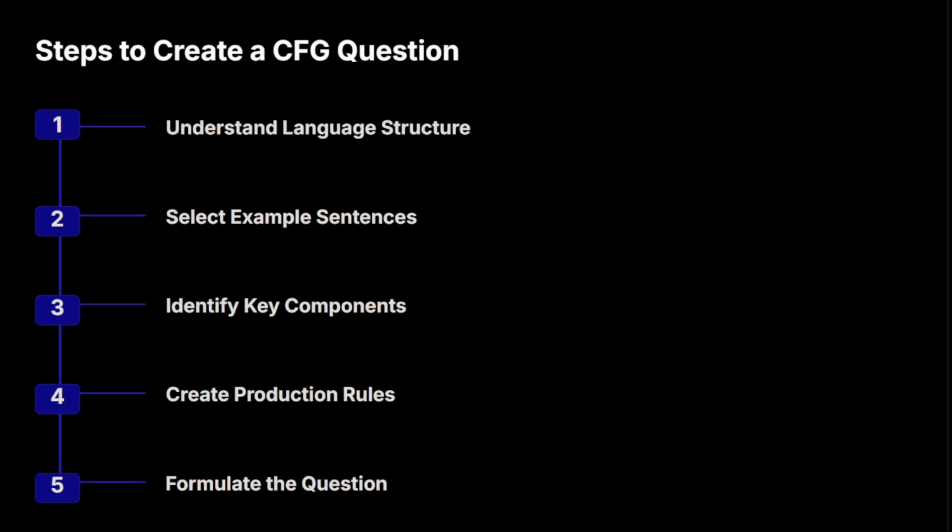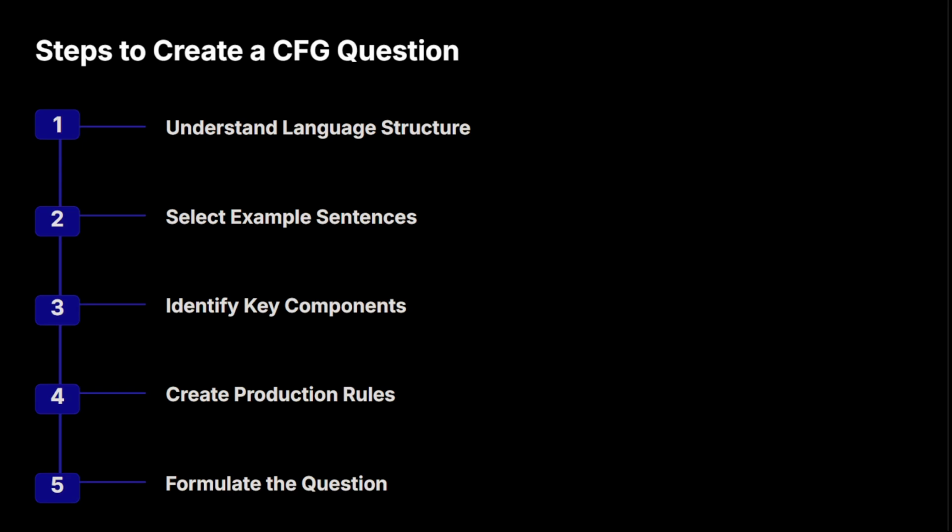We can identify pronouns, noun phrase, verb phrase, and verb subject, everything. So next, finally, we will formulate the question. Finally, use the rules to formulate the CFG question. Present the production rules and ask the user to either generate a sentence based on the rules or break down a sentence into its components. For instance, you can ask, given the following production rules, derive the sentence: He reads a book. So, by following these steps, you can create meaningful and educational CFG questions for any language.